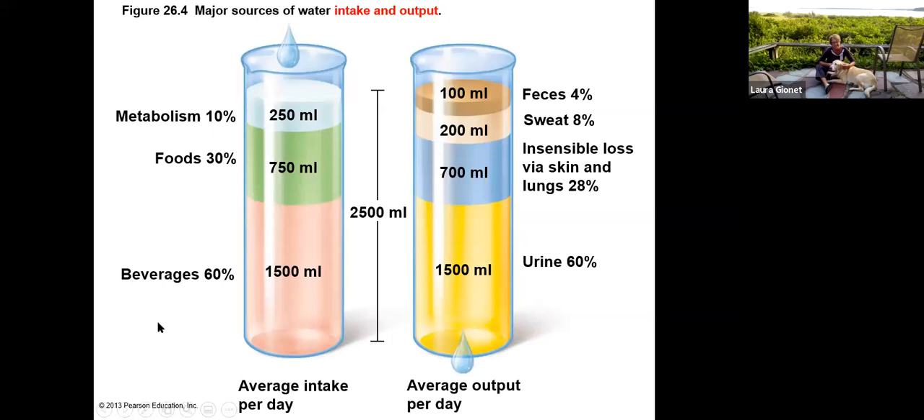All right, so here we have major sources of intake versus output of fluids. Intake, on the left-hand side, is through metabolism, about 10%, a lot from foods, and a lot from beverages and things that we drink. Whereas the output is mostly in urine; we also have what's called insensible loss via the skin and lungs, sweat, and feces.